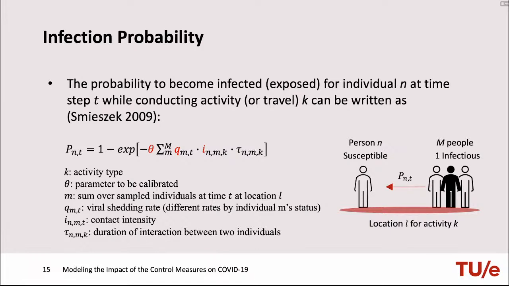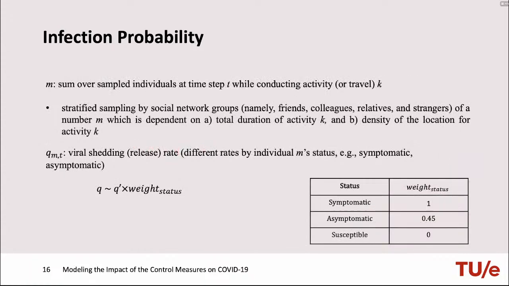In order to model the first part, we have adopted the infection probability function, which determines the probability to become infected depending on the number of interactions, their duration, and the intensity of the interaction. As I mentioned earlier, these parameters are of our interest and to be calibrated. First, we need to draw the total number of people at time step T while individual N is conducting an activity K. According to the social network group, different weights are assigned for the stratified sampling. For example, if there are friends around individual N, they will have a higher chance to be sampled. Second, different weights for viral shedding rates are adopted as shown in the table. For example, asymptomatic agents will have lower viral shedding rates than symptomatic people.